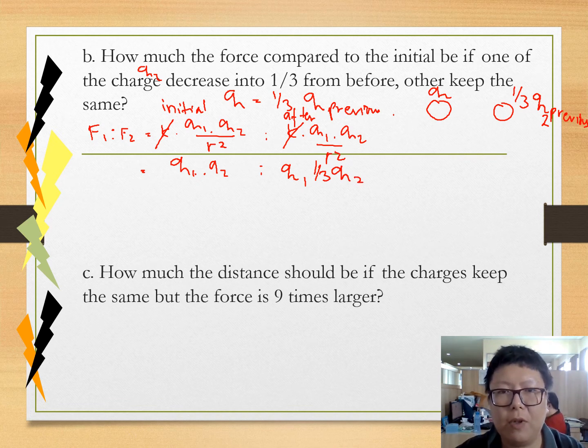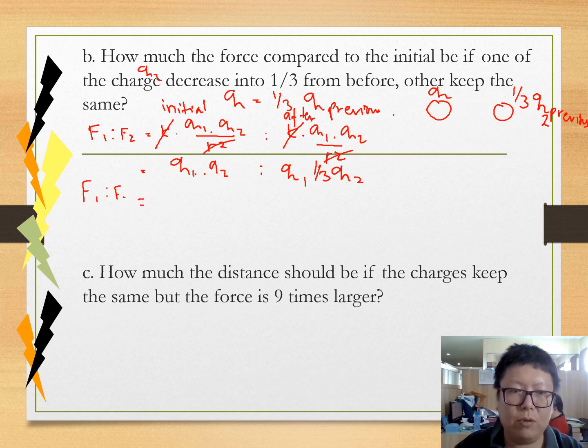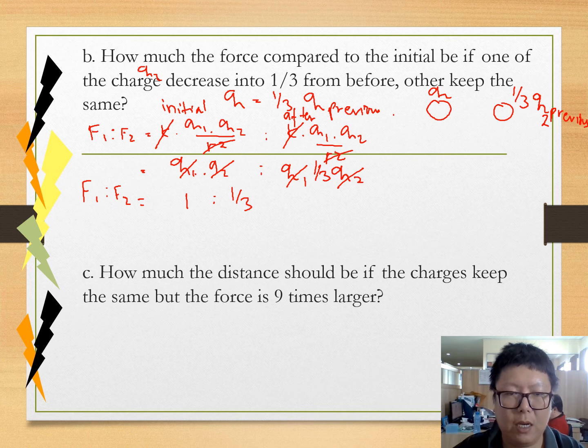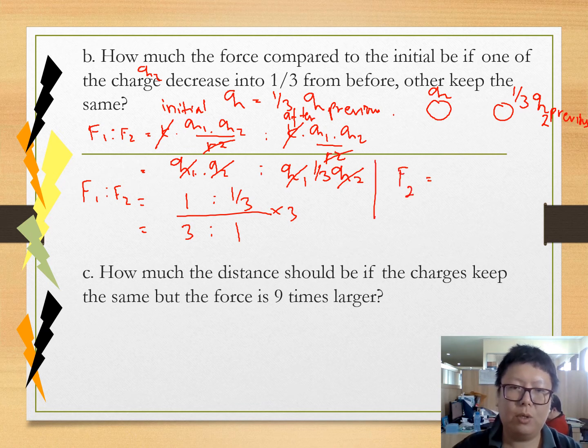The R, same or not? The distance is the same, so we can cancel it. So F1 to F2 will be: Q1 is the same, we can cancel it. Q2 also you can cancel it. So 1 over 1/3. Then you can simplify this by multiplying all by 3, so it becomes 3 to 1. Or we can say that F2 equals 1/3 of F1.